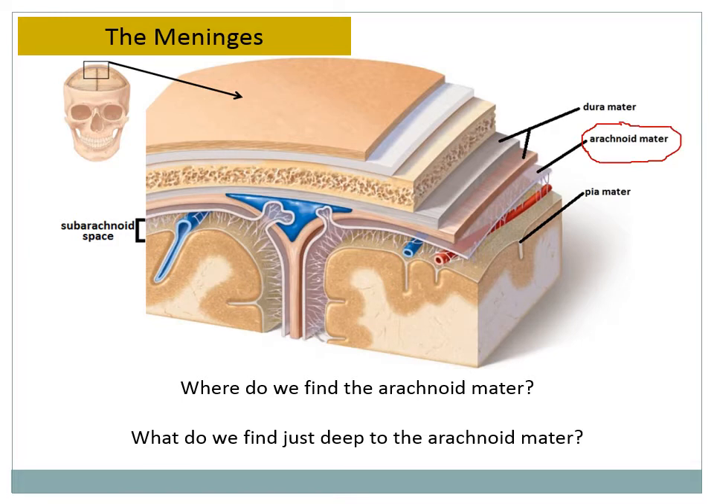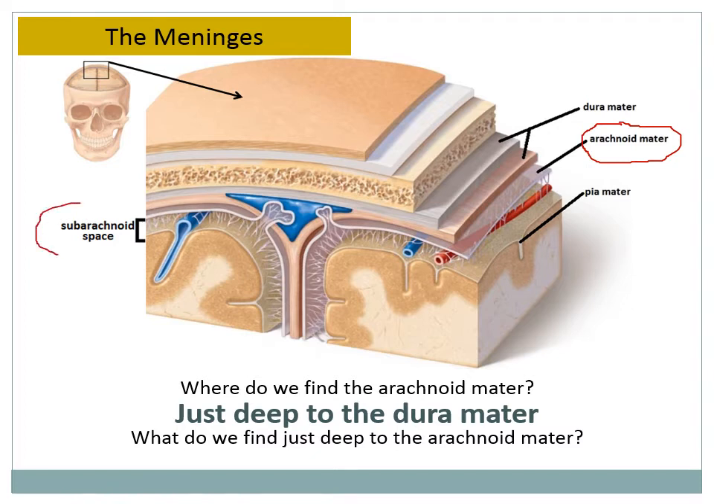What do we find, or where do we find that arachnoid matter? You're like, you just told me. Yes, I did. So we find it in between our dura mater and our pia mater. So it is just deep to our dura mater. Okay, it's just deep to it. And what do we find just deep to the arachnoid matter? Well, we can see it over here. So it's this stuff here. We find the subarachnoid space.